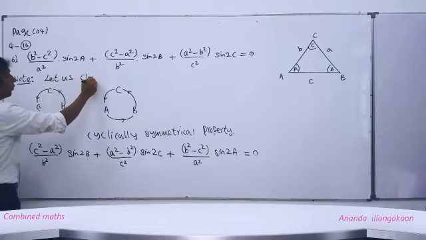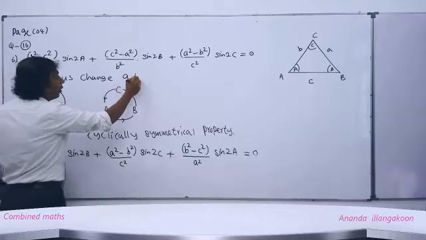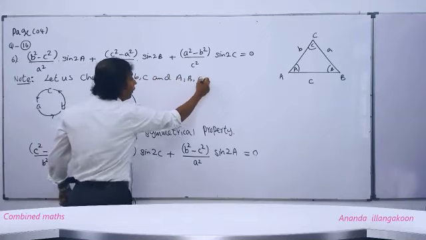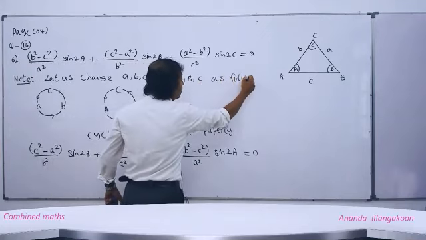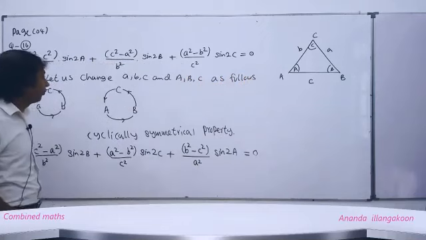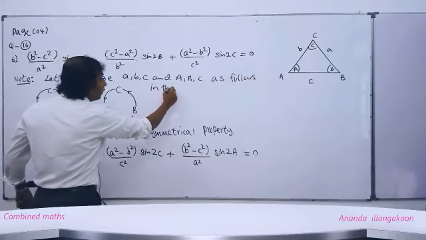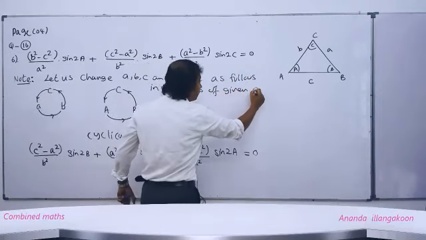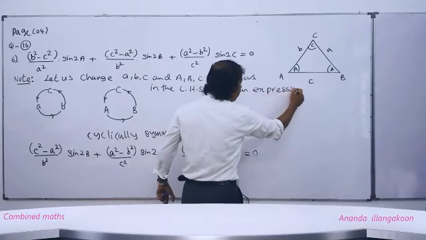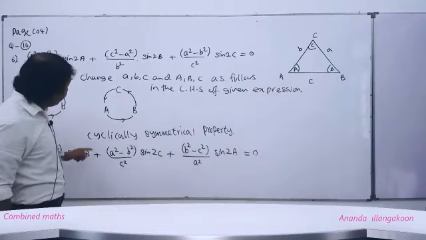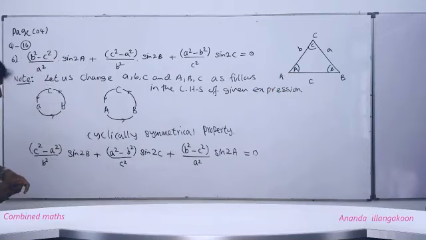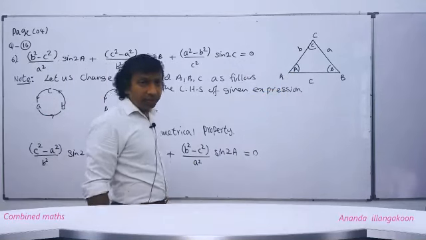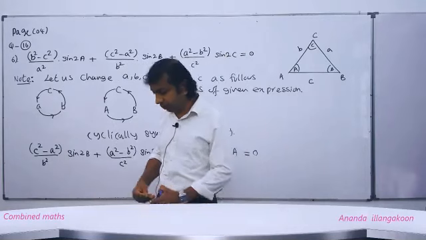Let us change simple ABC and capital ABC as follows, in the left hand side of the given expression. Right. And when we change like that, we show the same thing coming. Thereafter we write, this property is known as what? The cyclically symmetrical property. Understood? Right. Write it down.